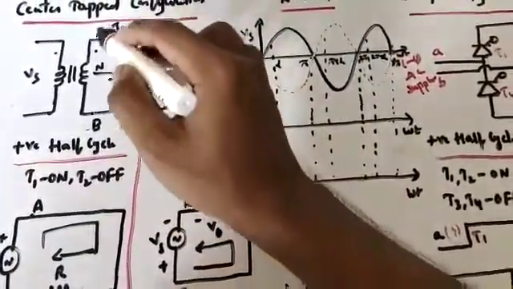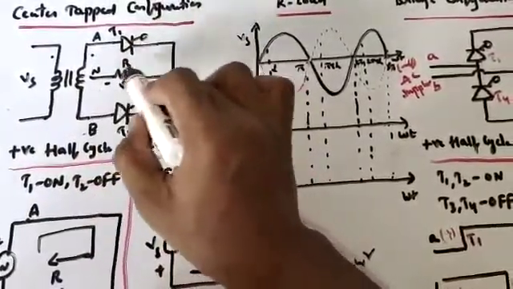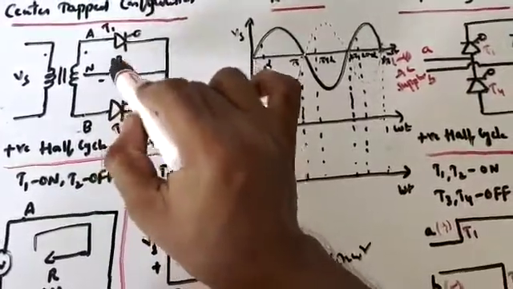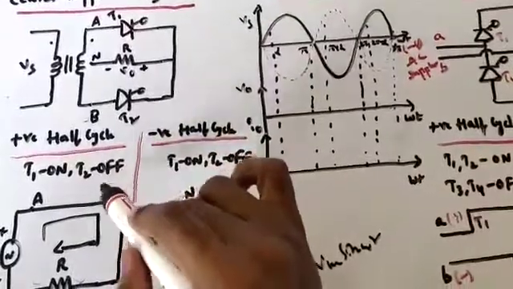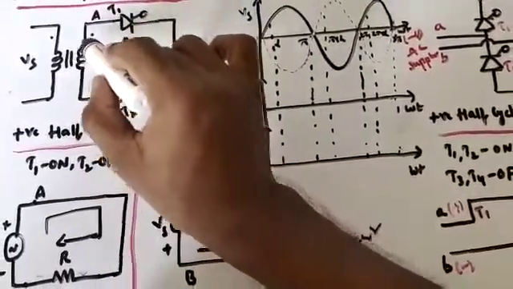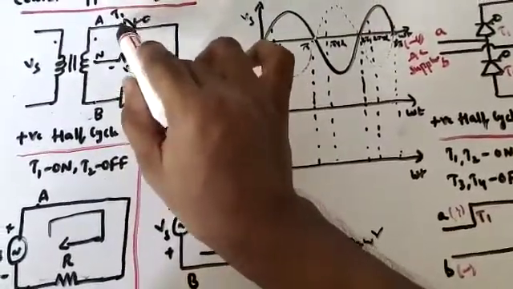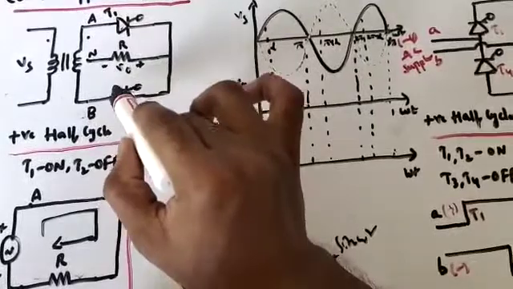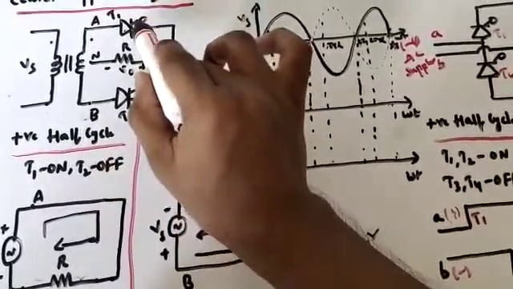We have two terminals, A and B. Center tapped means the load is connected at the midpoint of the secondary of the transformer, and we have two thyristors, T1 and T2. During the positive half cycle T1 is on, because A is positive with respect to B. As A is positive, the anode is positive, so it is short circuited, and here B is negative, so T2 is open circuited.